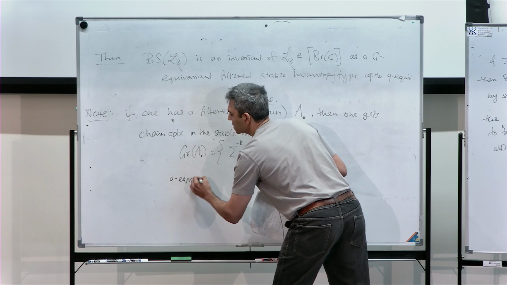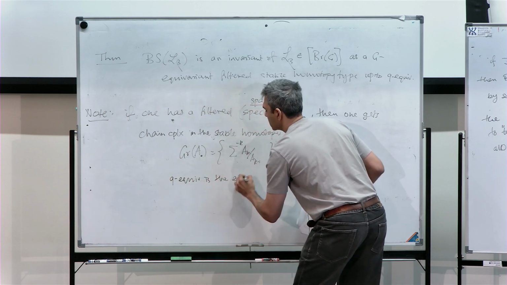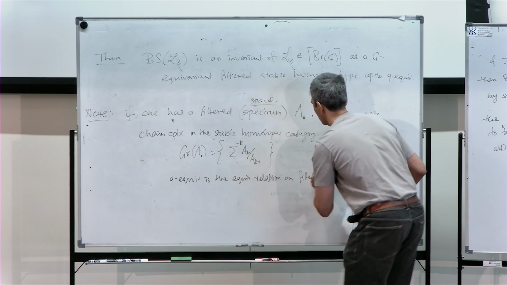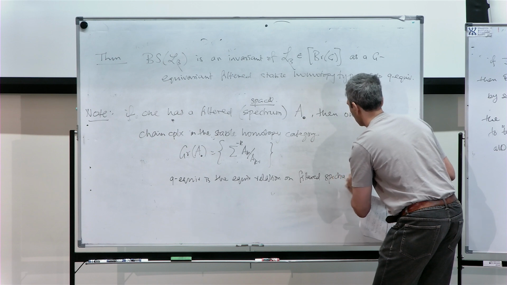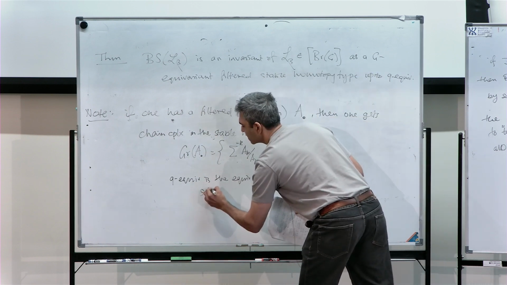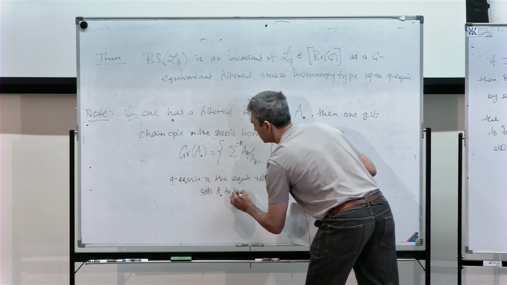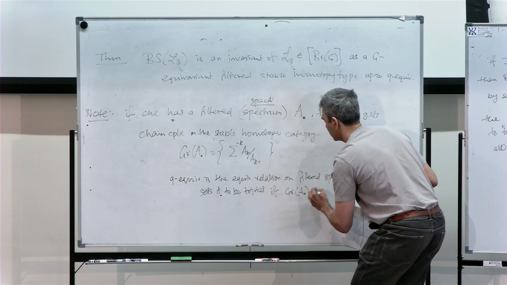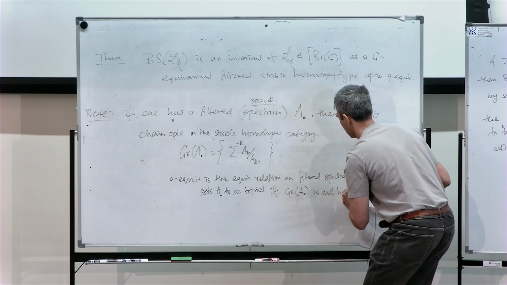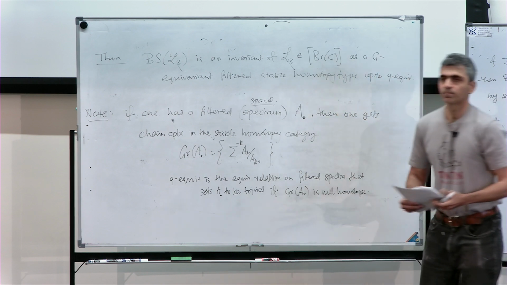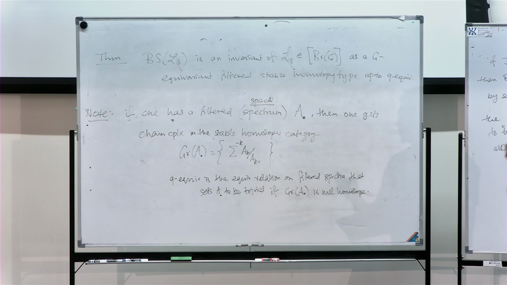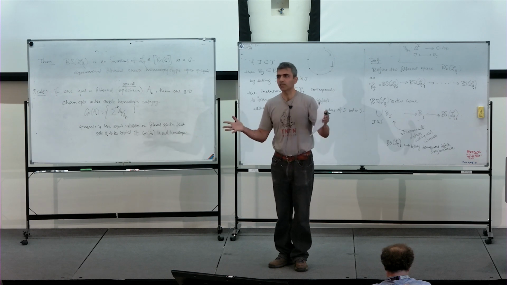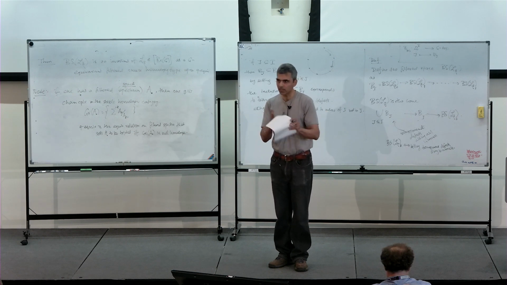So quasi-equivalence is the equivalence relation on filtered spectra that sets A dot to be trivial if the associated graded of A dot is null homotopic. Okay? So in particular, if I had a map of filtered objects whose fiber was null homotopic, that map would be an equivalence up to quasi-equivalence. It would be an equivalence in this.